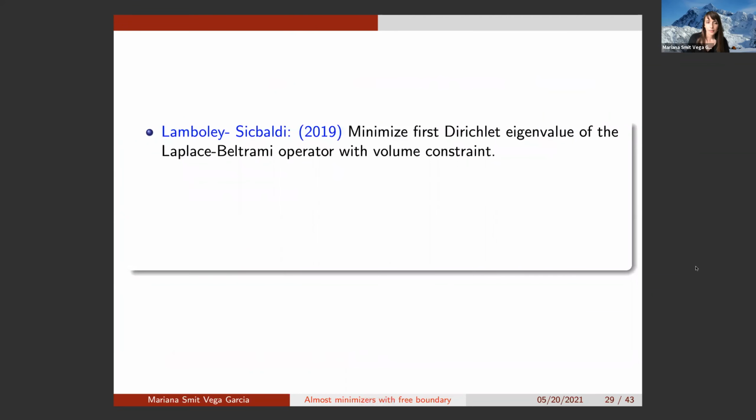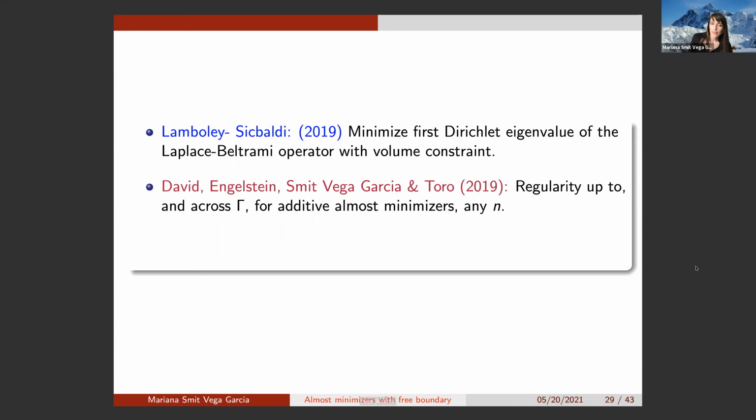Then we have this paper of Lamboley and Sicbaldi in which they look at first Dirichlet eigenvalues for the Laplace-Beltrami operator with volume constraint. This gives rise to almost minimizers with variable coefficients. Then there is this paper of Guy, Max, Tatiana, and I.